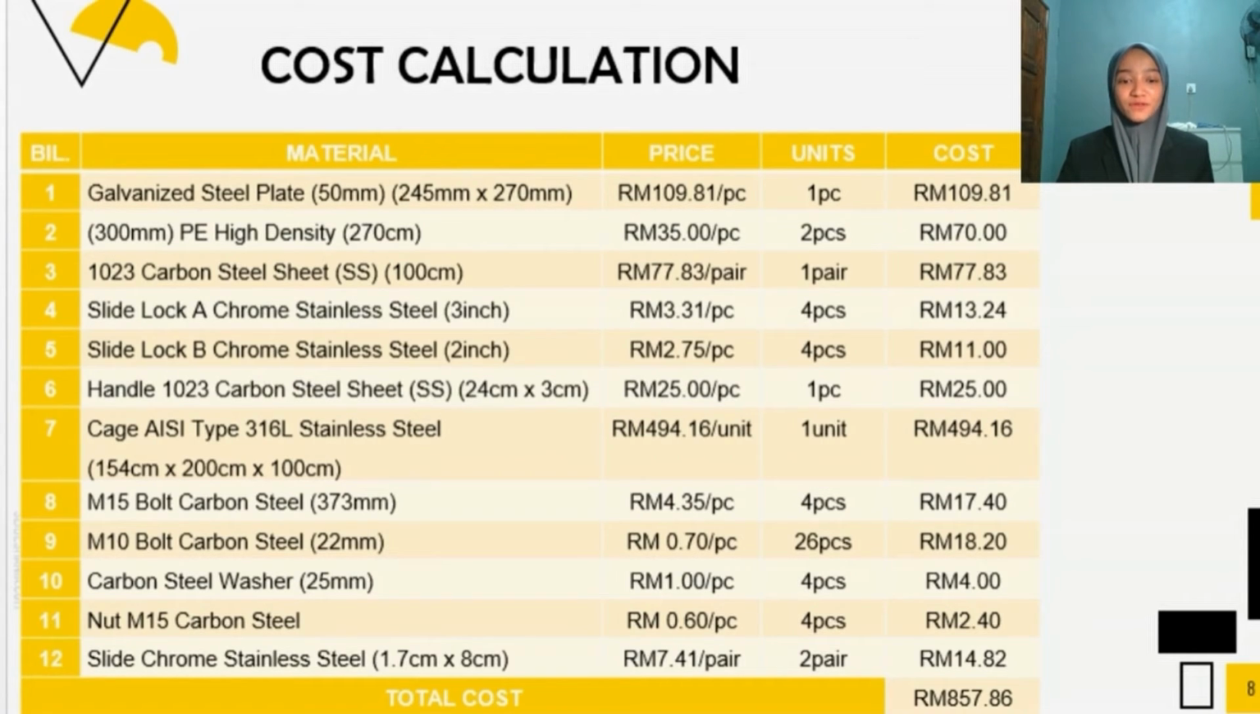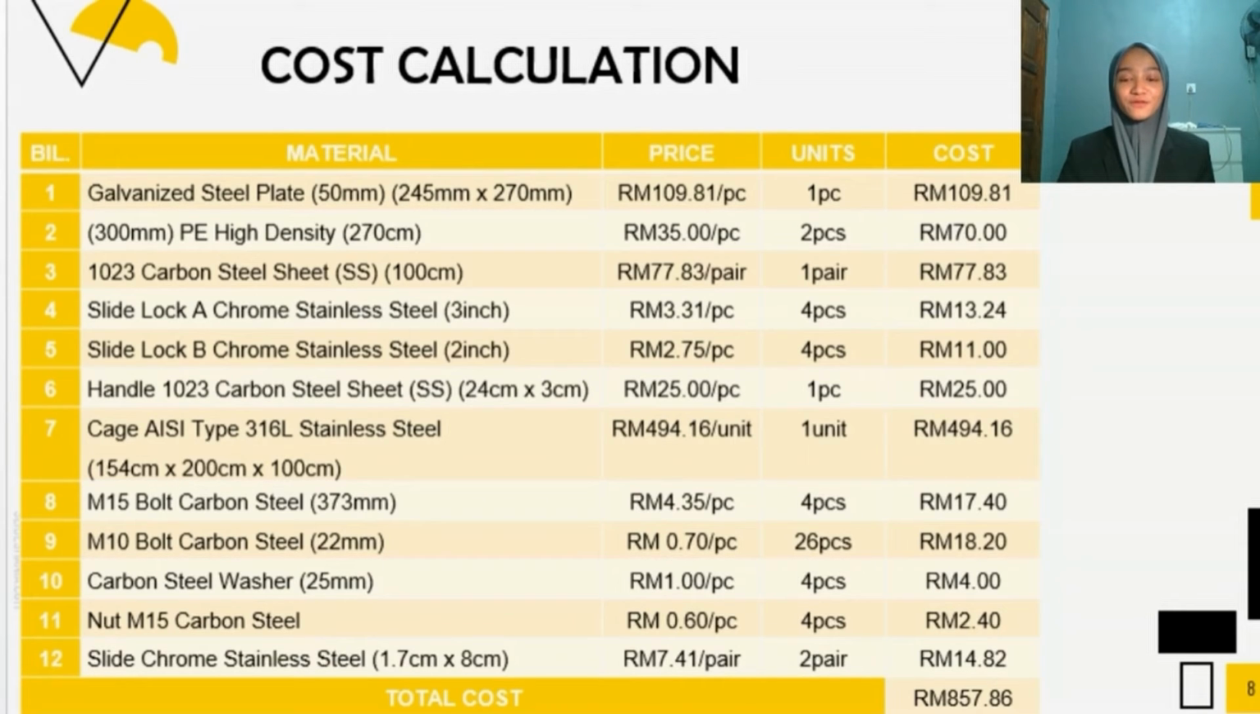And then we have 25 ringgit for 1 piece of cage handle carbon steel sheet. For 1 unit of cage type 316 stainless steel, it costs 494 ringgit 16 cent. We also have 17 ringgit 40 cent for 4 pieces of M15 bolt carbon steel, 18 ringgit 20 cent for 26 pieces of M10 bolt carbon steel, and then 4 ringgit for 4 pieces of carbon steel washer.